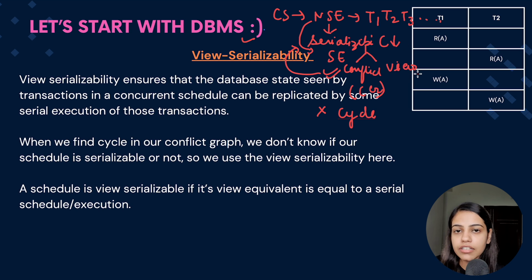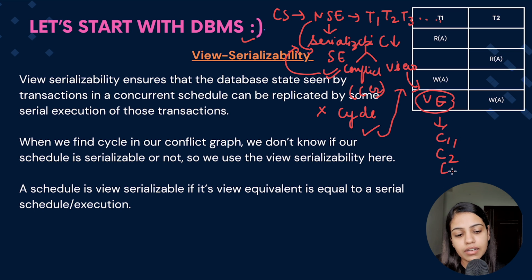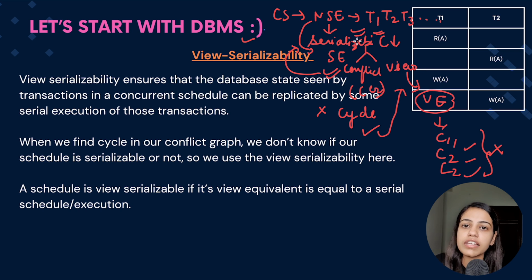Now coming to view equivalent schedule: whenever in this conflict graph there is a cycle, we don't know if that particular schedule is serializable or not. Because of that reason we go to view serializable schedule. In this view serializable schedule we find a view equivalent, and in this view equivalent we check for certain conditions, and if these conditions are met we say that this particular schedule is view serializable. That is why the schedule is serializable. But if these conditions are not met, then we say that view serializability is not there, because of which the schedule is not serializable. So serializability helps us to tell if a given schedule is serializable or not, or can have a serial execution or not.